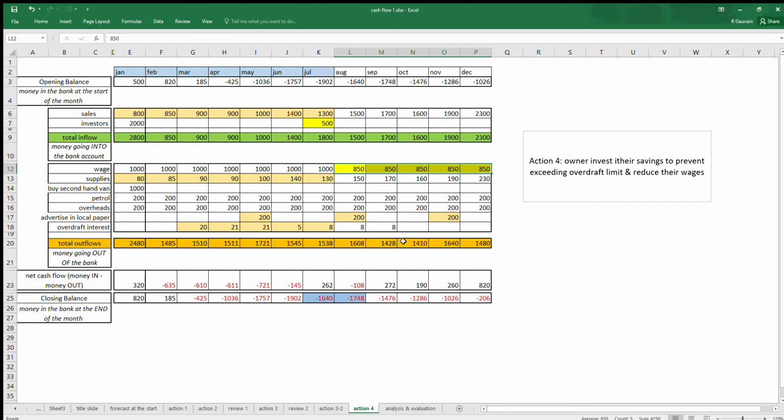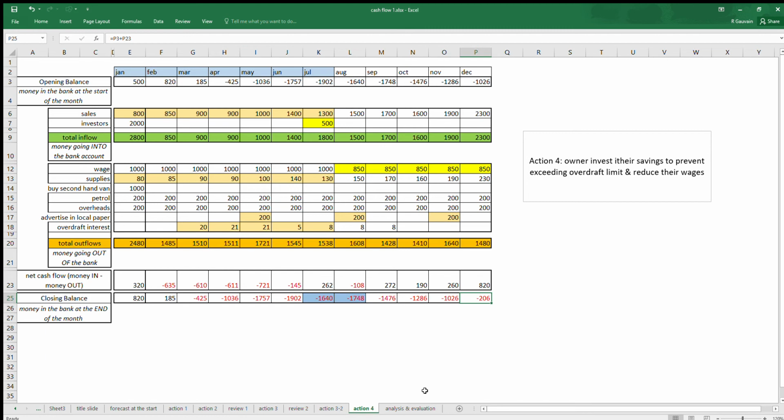So you enter all these figures, and then you find that at the end of the year, the last few months of the year, the net cash flow is definitely positive, so it's a really good situation to be in. The business is still going to finish with a negative balance. The end of year closing balance is going to be negative.